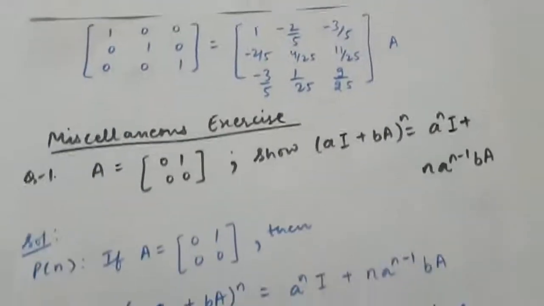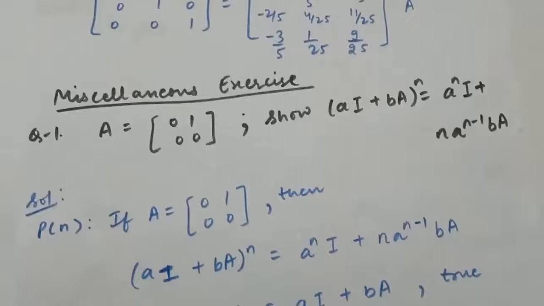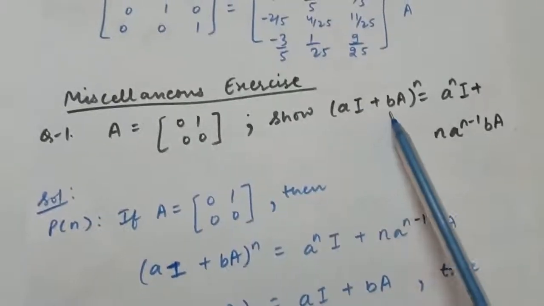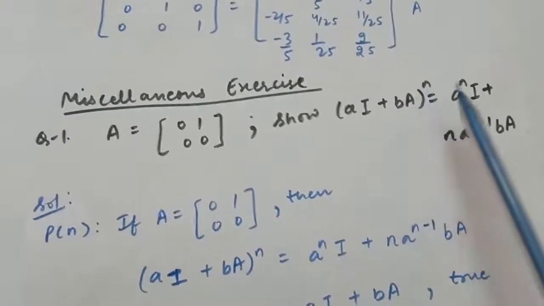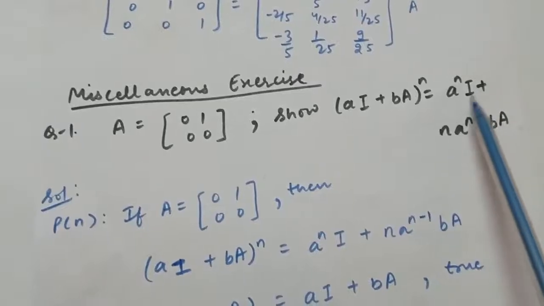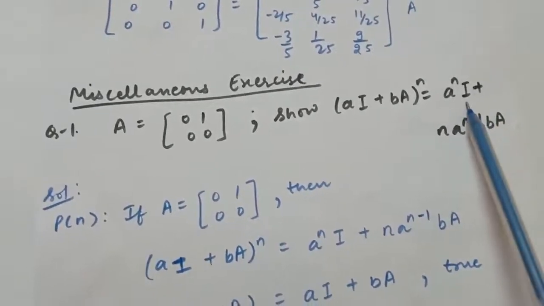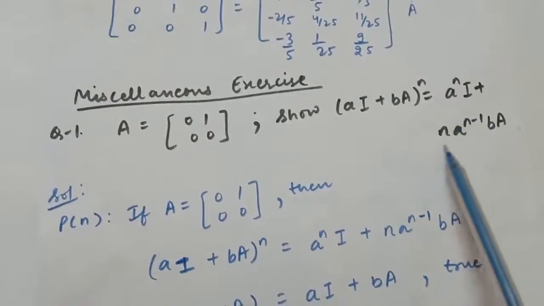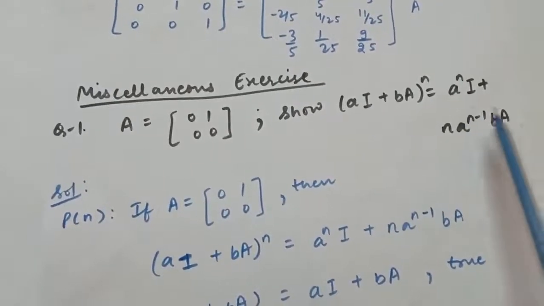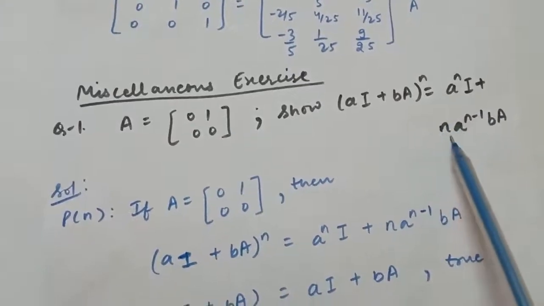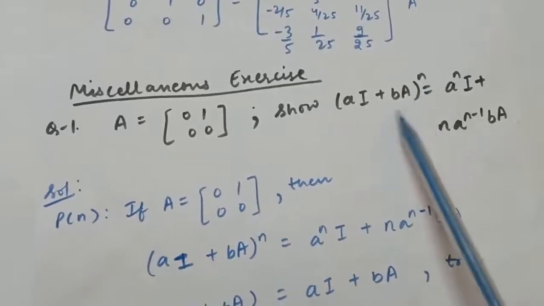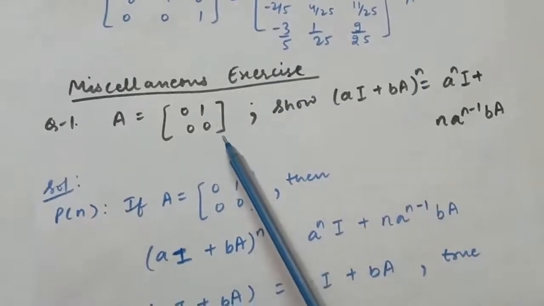Now we will discuss the miscellaneous exercise. The question first is, if A is the matrix given like this, show that (aI + bA) whole raised to the power n is equal to a^n I plus n a^(n-1) bA, where n belongs to natural numbers, right? So we have to show this when A is the matrix given as this.